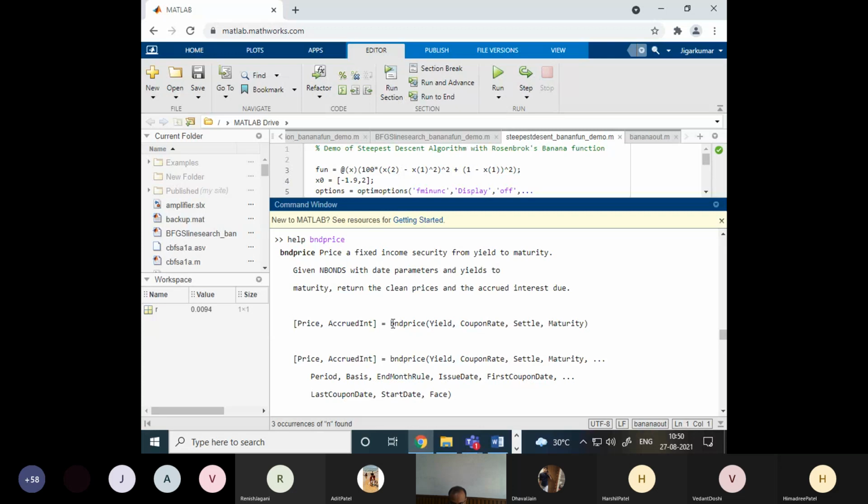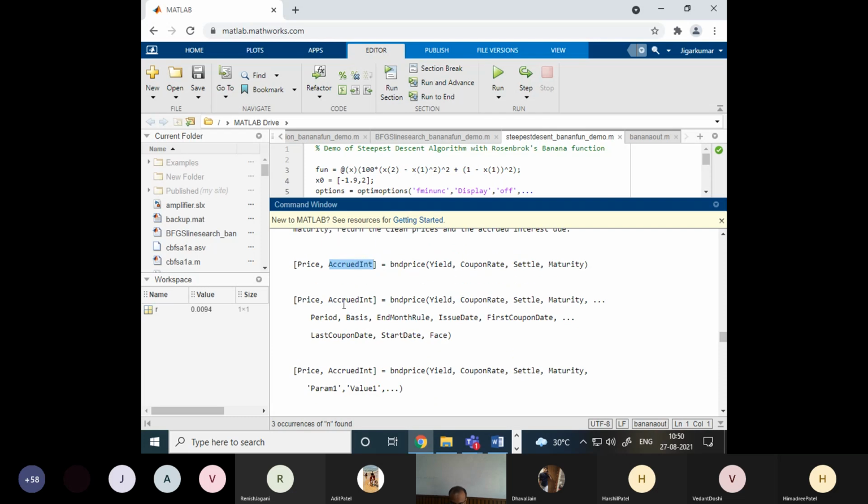So you can enter it and calculate the bond price, and it returns two things, the price as well as the accrued interest. It gives you two things, the price and the accrued interest. So that particular data you can obtain using this function. Now, apart from these four compulsory parameters, there are some optional parameters.